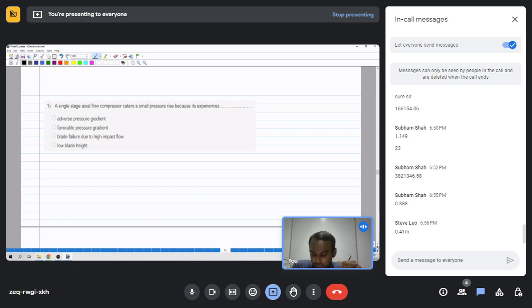Next question. A single stage axial flow compressor gives a small pressure rise because it experiences: adverse pressure gradient, favorable pressure gradient, blade failure due to high impact flow, or low blade height. Yeah, because it experiences adverse pressure gradient.